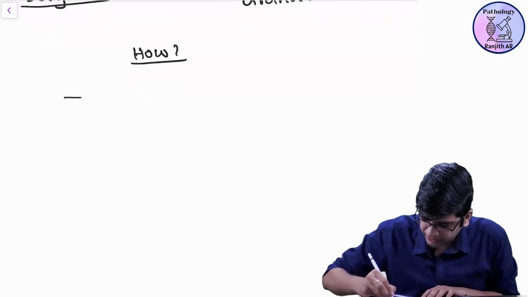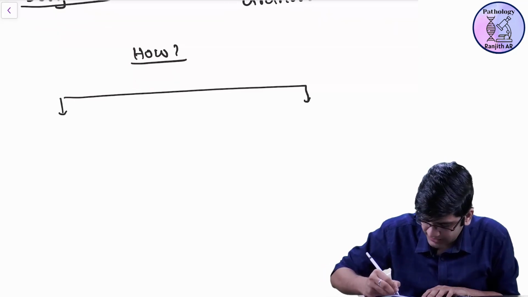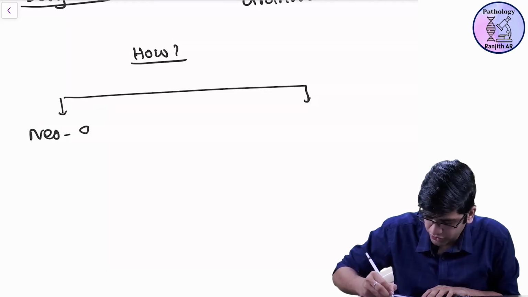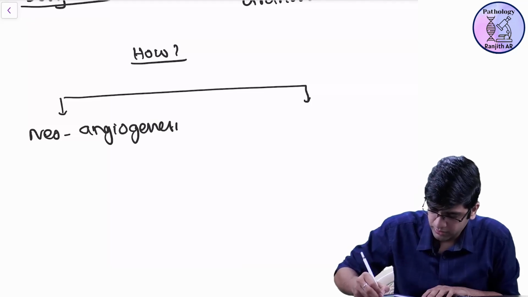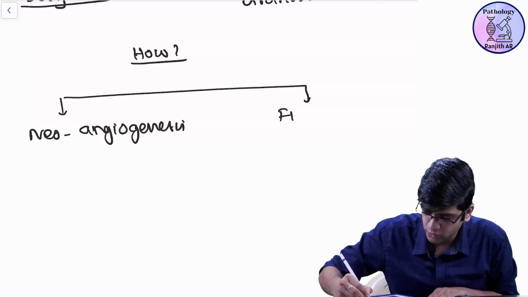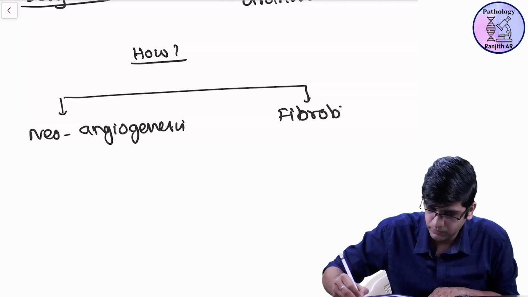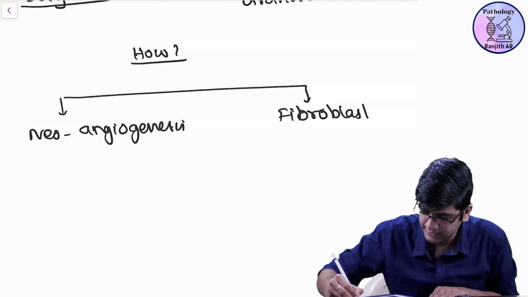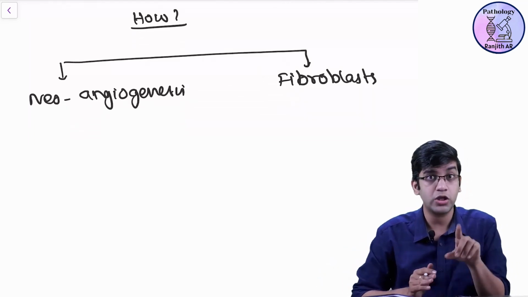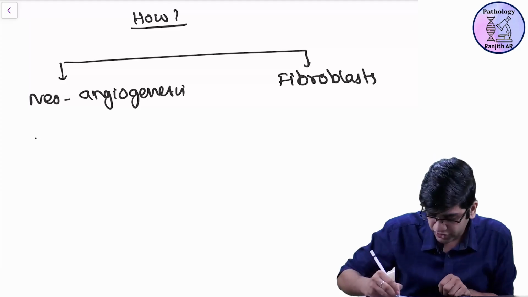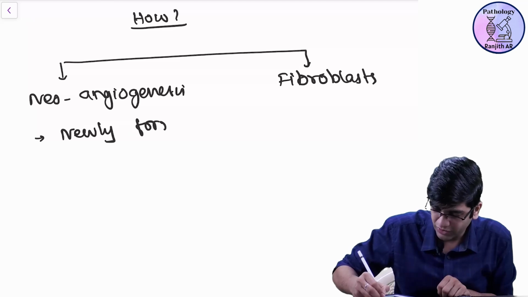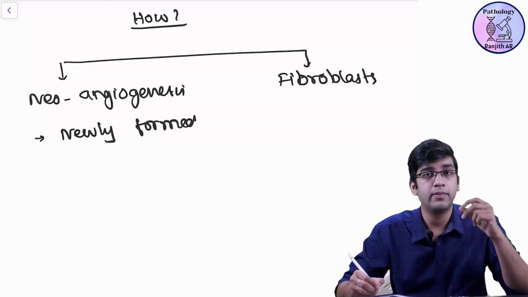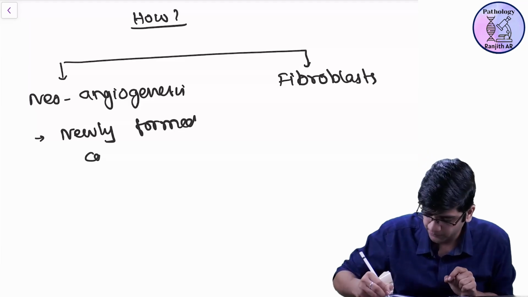I have two major things to happen here. One is neoangiogenesis. That's one of the major things. The other one is my fibroblasts. Both are required for me, not only one, both. Neoangiogenesis will always be newly formed capillaries. They'll form only capillaries. They cannot form a big vessel.